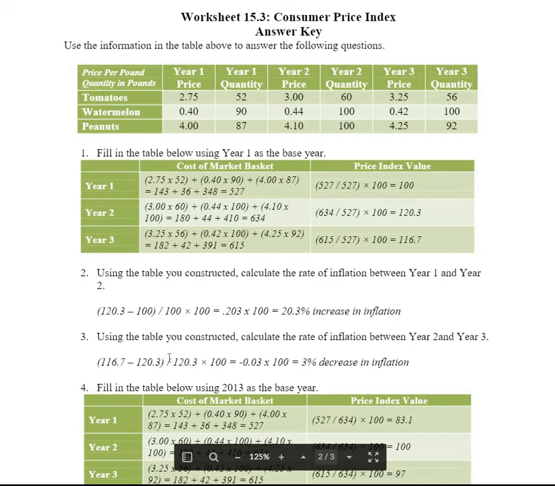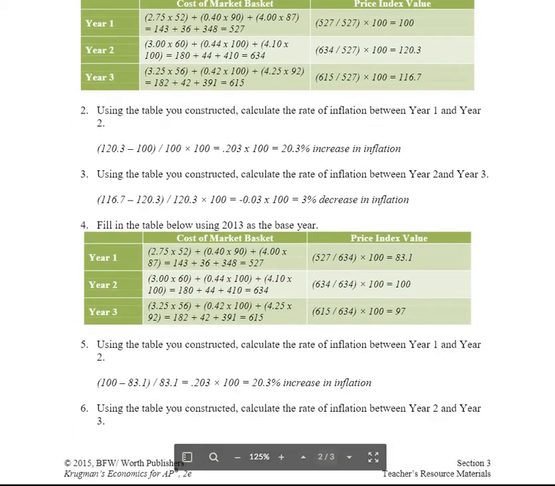Number 3, using the table you constructed, calculate the rate of inflation between year 2 and year 3. So you would do, again, year 3 price index minus year 2 divided by year 2 times 100, which gives you negative 0.03 times 100, equals a 3% decrease in inflation. It is possible you could also have negative 3% inflation. However you label that would be fine. Hopefully this is making sense, and you're seeing how we got the price index value and how that all worked.